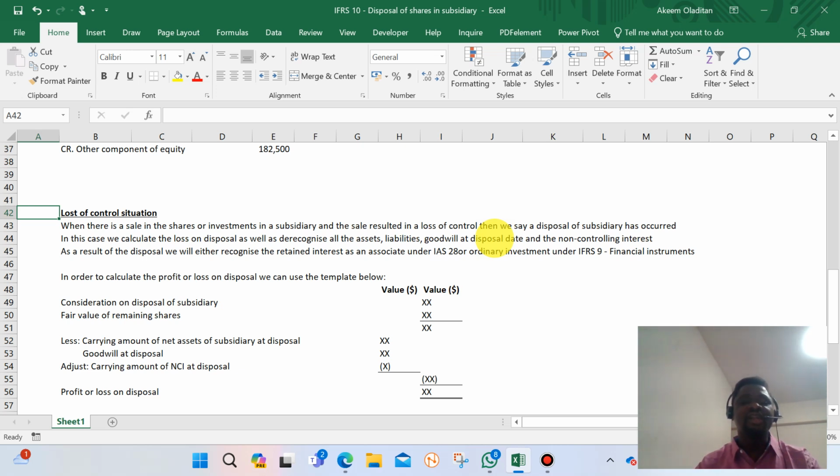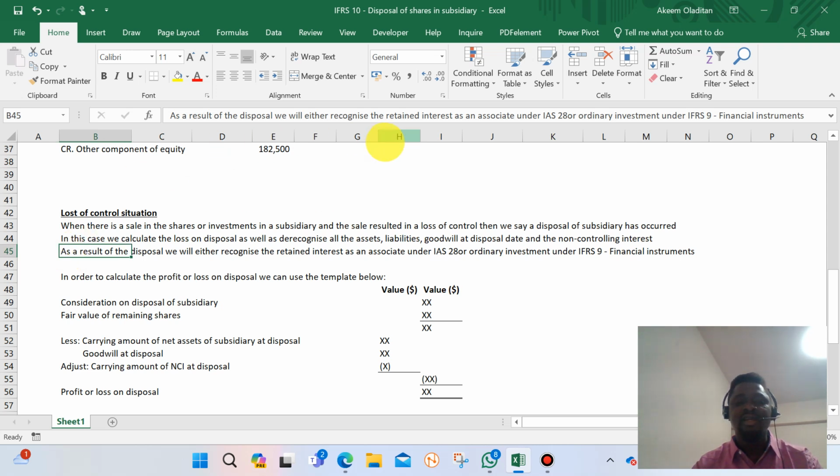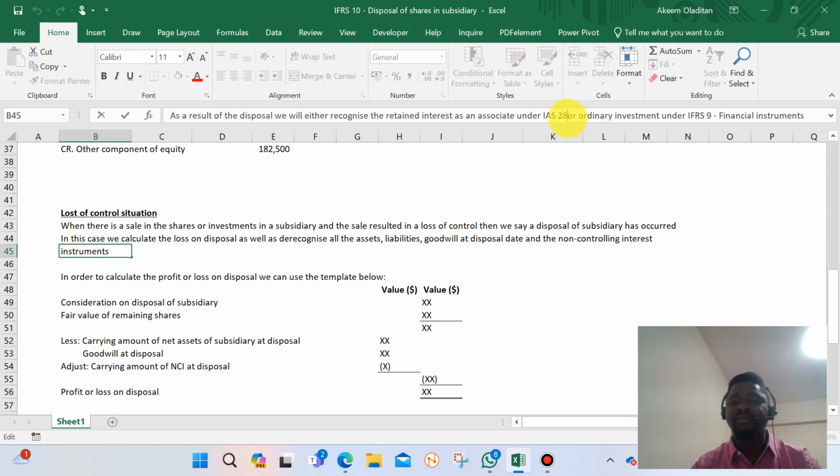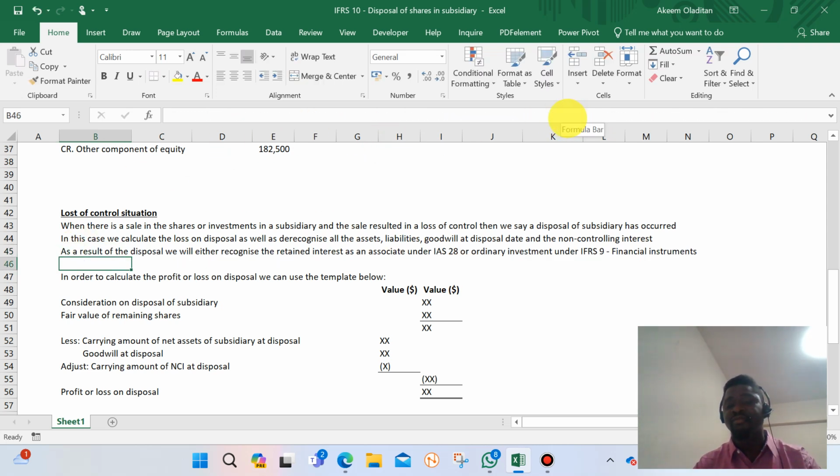The third scenario is when we sold and the remaining interest is less than 20%, but we still have some investment which is more than zero. It shows that we can treat that investment as an ordinary investment under IFRS 9 financial instruments.